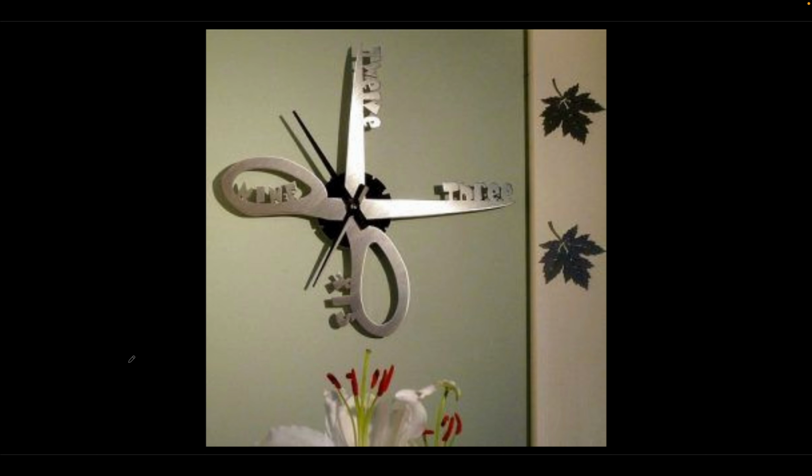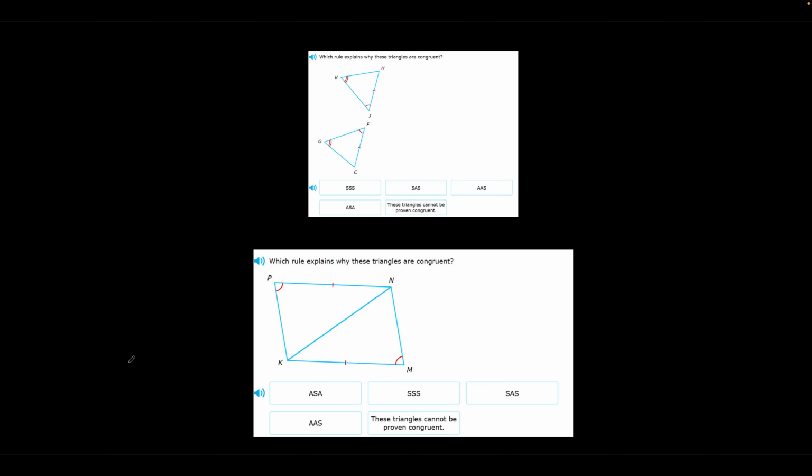All right, here's our cool clock for today, which means it's time for you to practice what you just learned. Go ahead and pause the video and try these two problems on your own, and when you're ready, you can unpause the video and we'll check your answers.